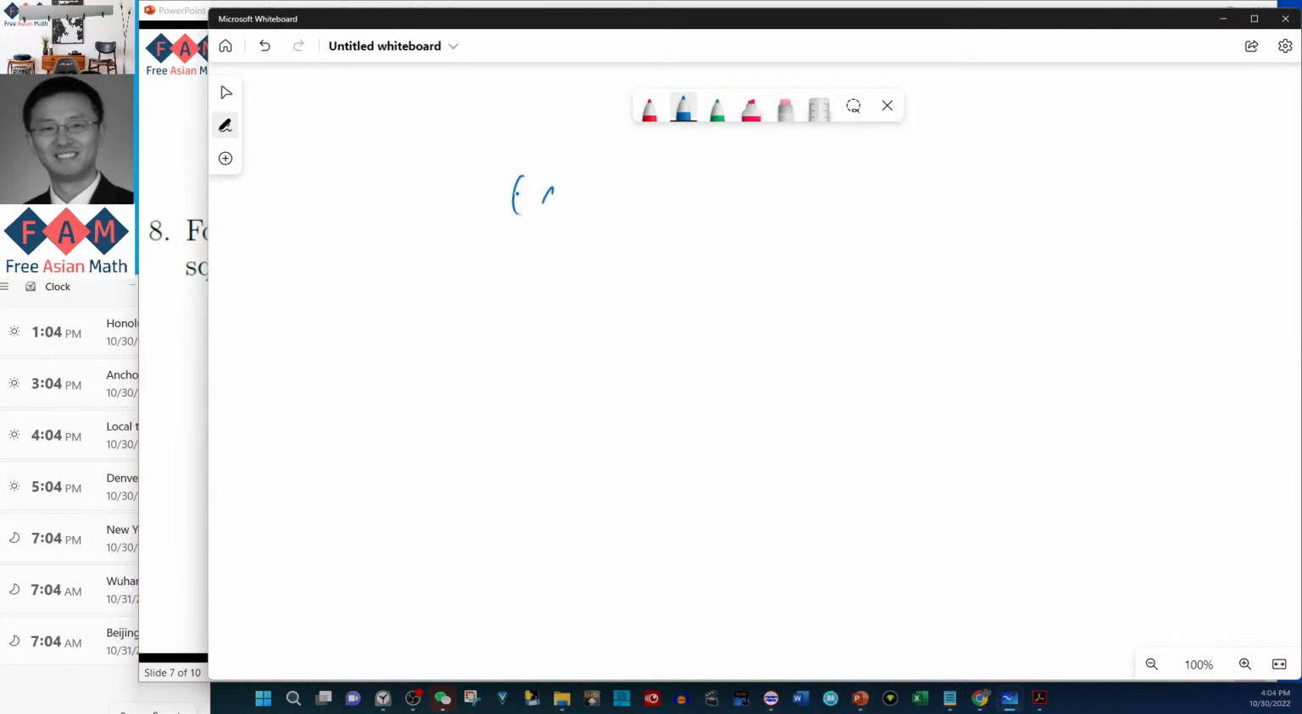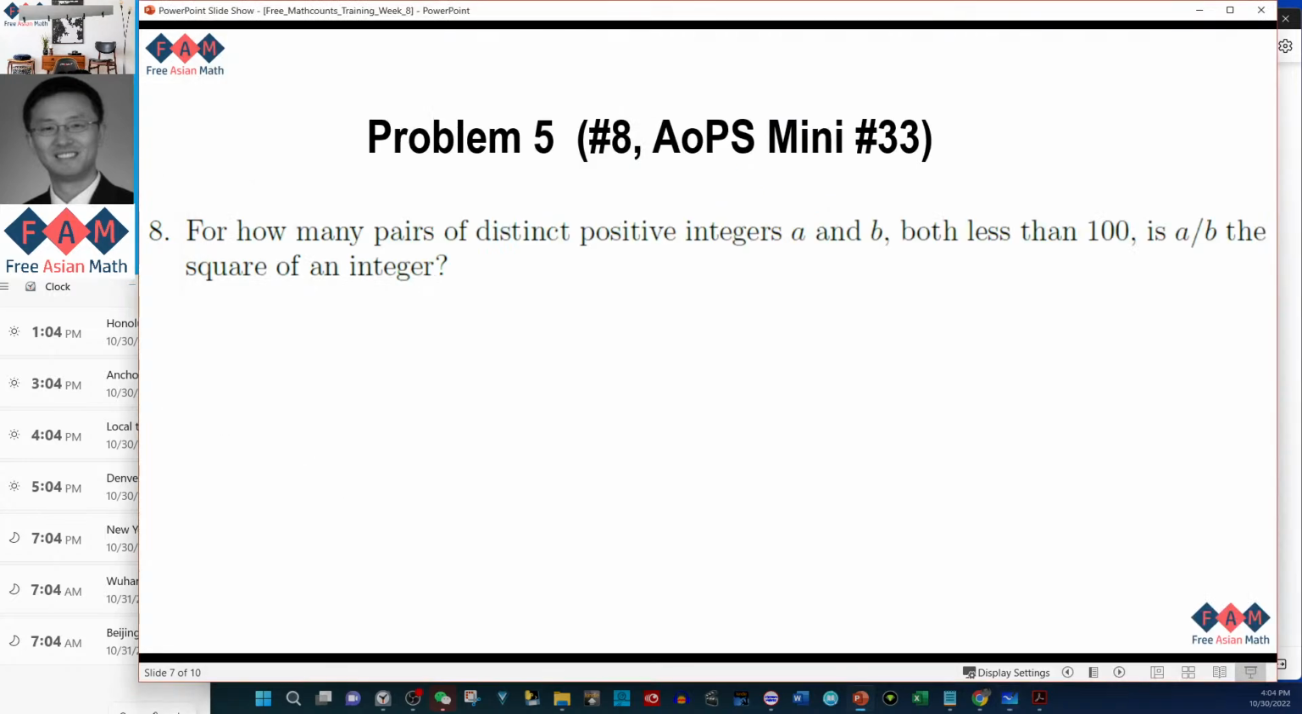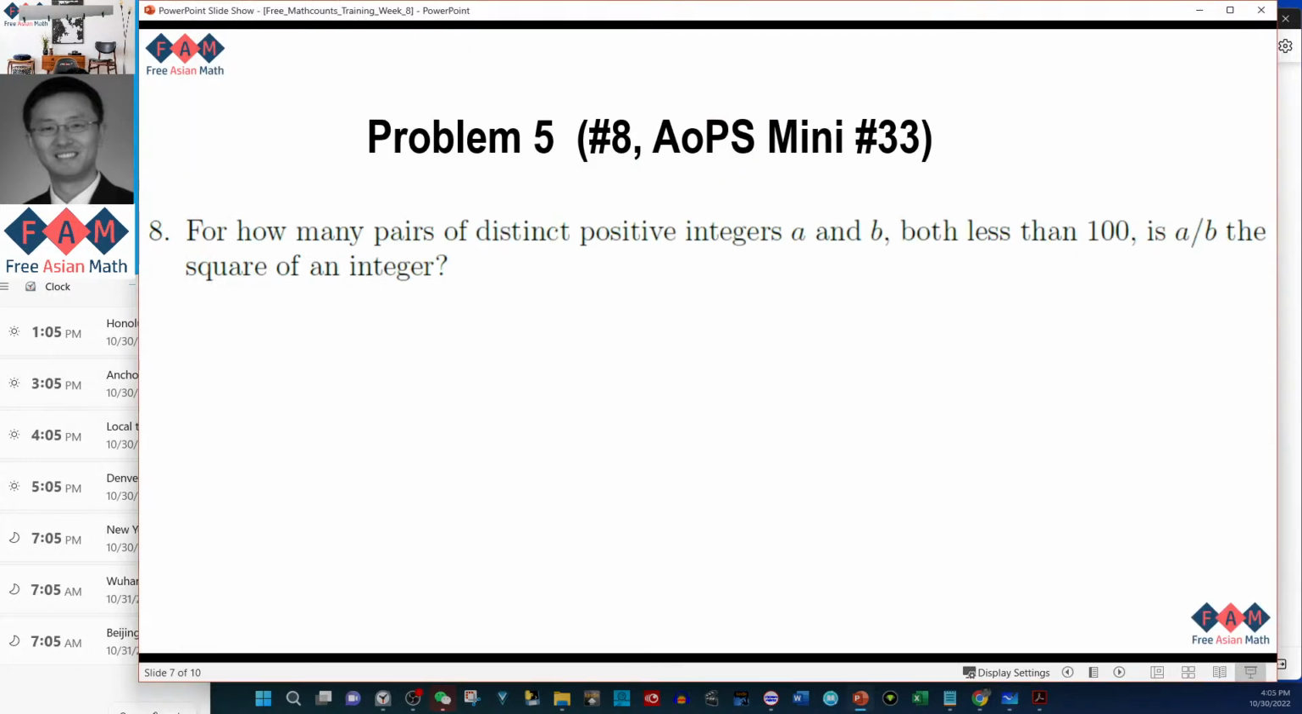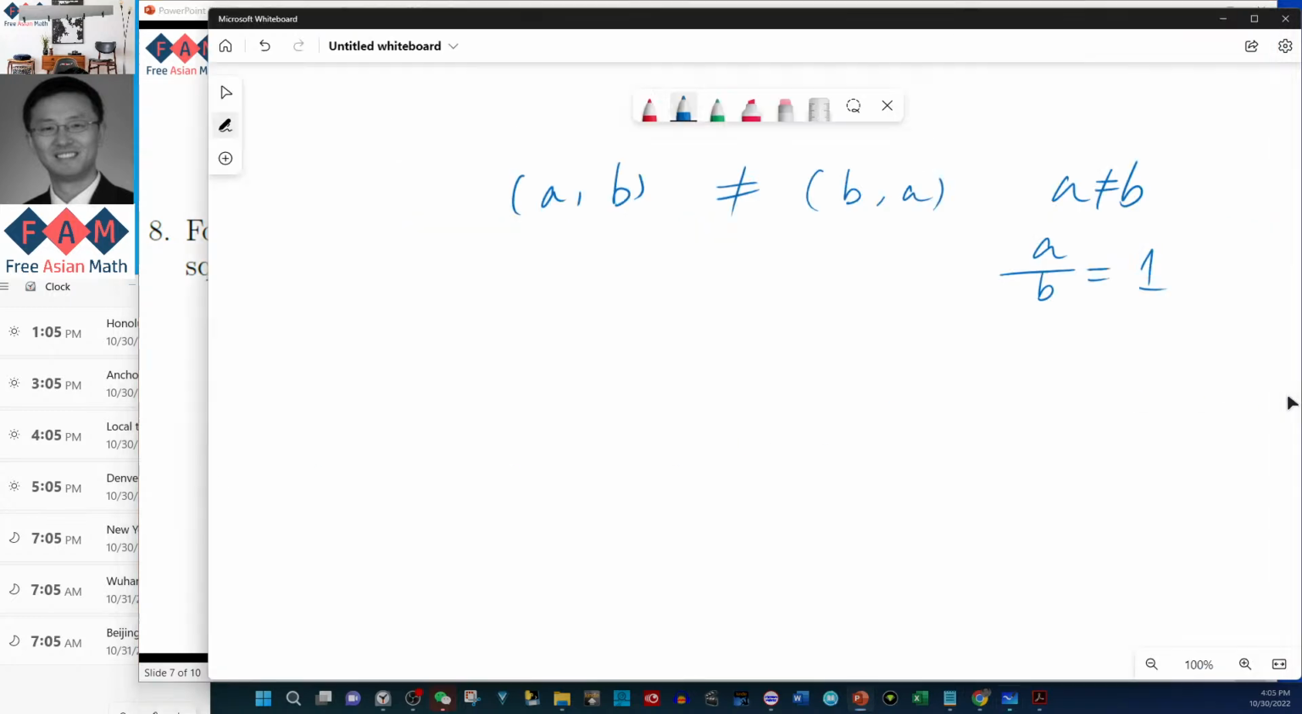of a and b. Remember, a pair is an ordered pair, okay? So (a, b) is different from (b, a), because when we talk about a pair, this is ordered. Distinct positive integers, so a and b cannot be the same. If a and b are the same, then a over b would be 1, and 1 is a perfect square, right? So a and b cannot be the same.